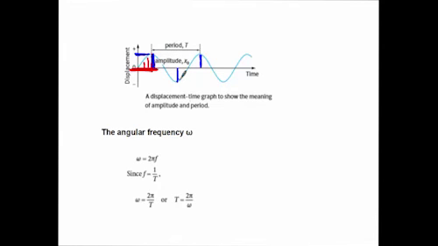For the time period, we have to see a complete oscillation from the crest to the crest here. It's completing one oscillation, so the time from here to here is one time period. Also, the time required from here to here is one time period. Also, from here to here is one time period.